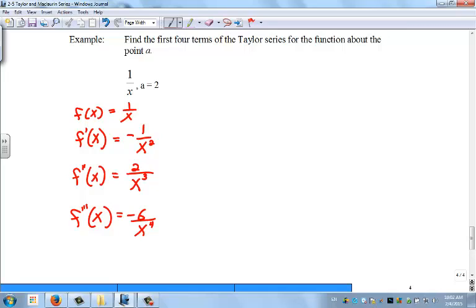Now I don't like where I put that, so let me fix that real quick. Oops, I guess it's not going to let me fix it. Okay, I'm going to win. I'm going to erase it and rewrite it. There we go, negative 6 over x to the 4th.